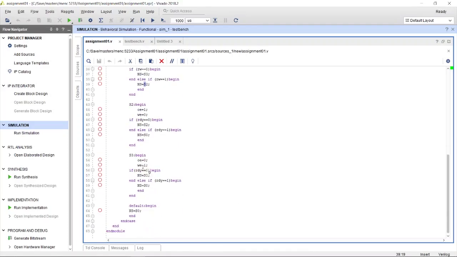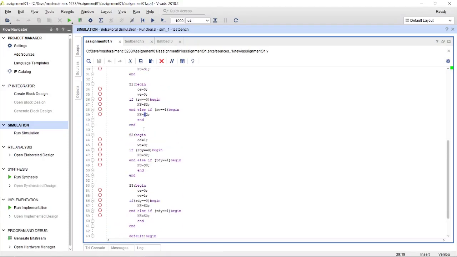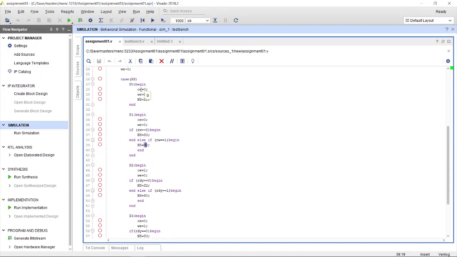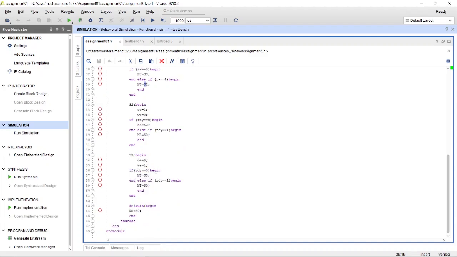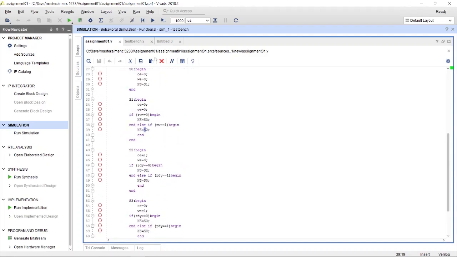The difference here is the output. For S1 it is still 0, 0. S0 is still 0, 0. But for S2 it is 1, 0, and S3 is 0, 1. And it's also the same: RDY 0, stay in S3. RDY 1, go to S0. Very simple.